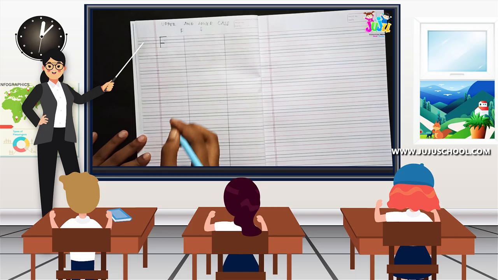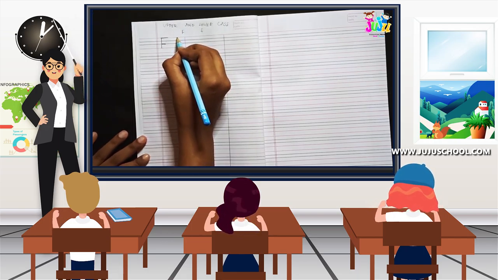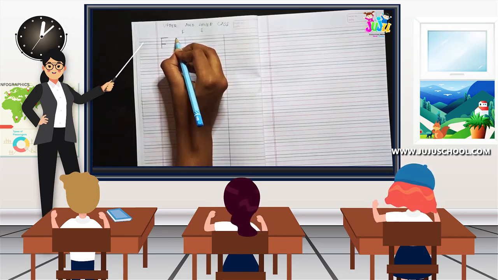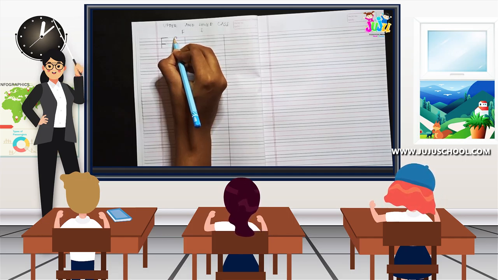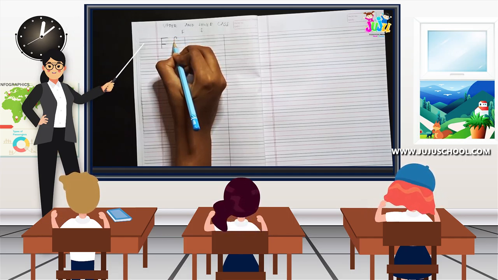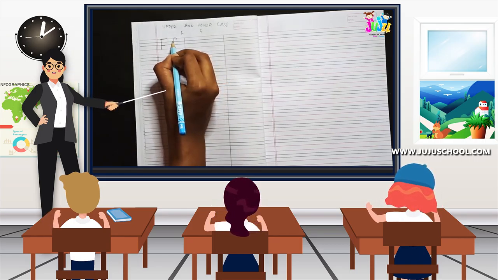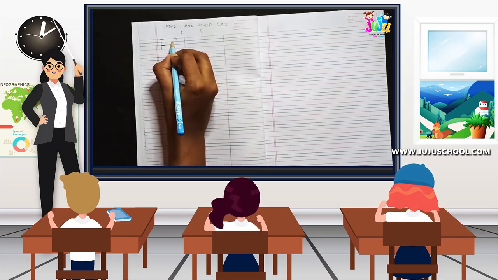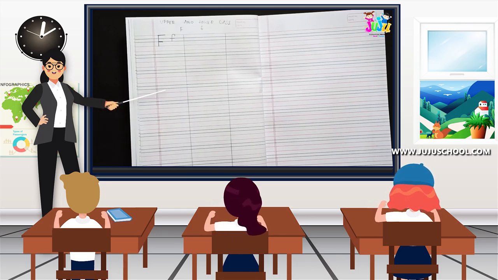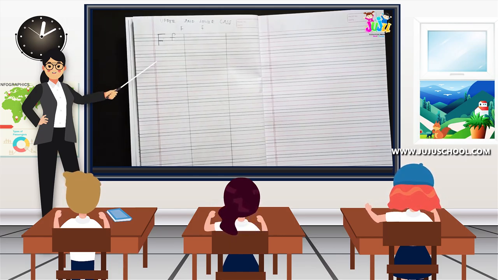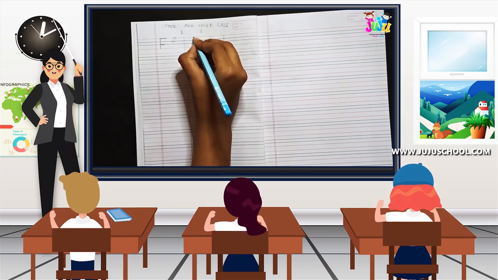And for lowercase f, go to the top, that is to the first red line. Do a small curve over there and draw a standing line. And in the middle, that is on the first black line, draw a sleeping line. That's it. It is easy, right? Now we'll try again.